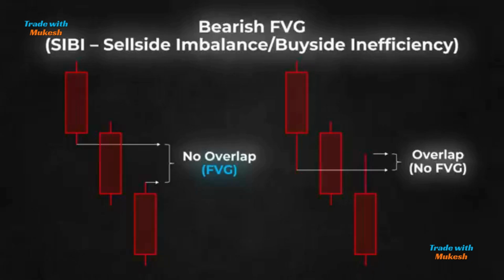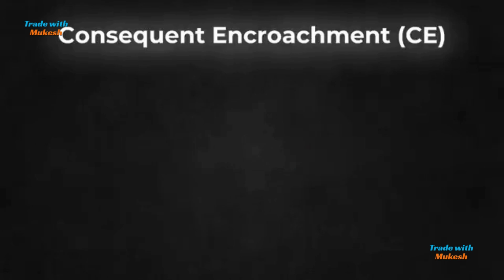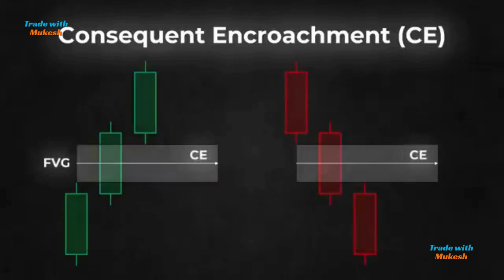On the right, we can see that the lower shadow of the first candle overlaps with the upper shadow of the third candle. In this case, there is no fair value gap. Another important detail about fair value gaps is the idea of consequent encroachment, which is simply a fancy expression that means the midpoint of the fair value gap or the 50% retracement of the gap.